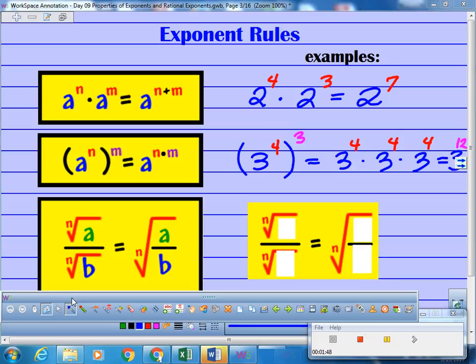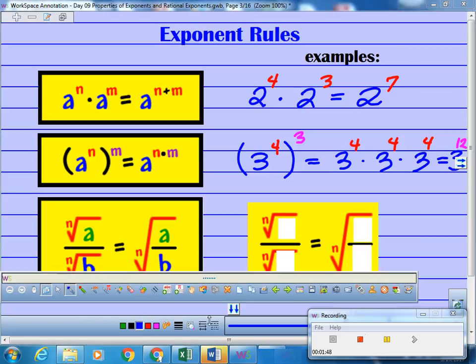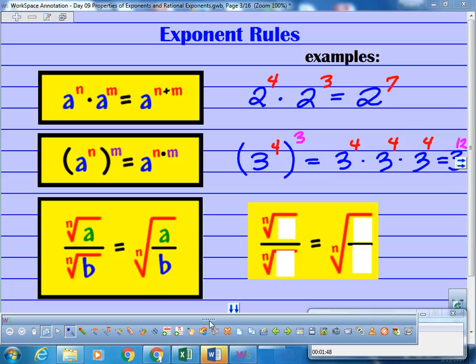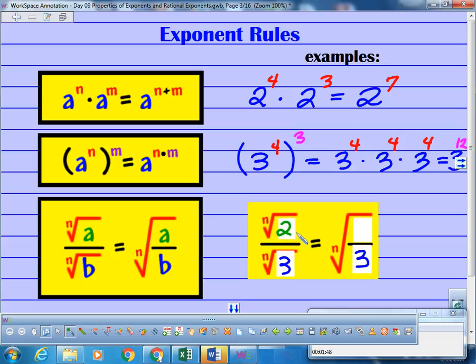Okay. So, let's pick two numbers. Matthew, pick two numbers. 3 and 2. So, if I have a radical over a radical, as long as they have the same index, that's what we call that, the index, right? This is the index right here. That's the index.